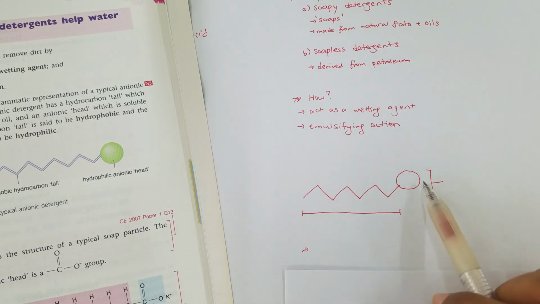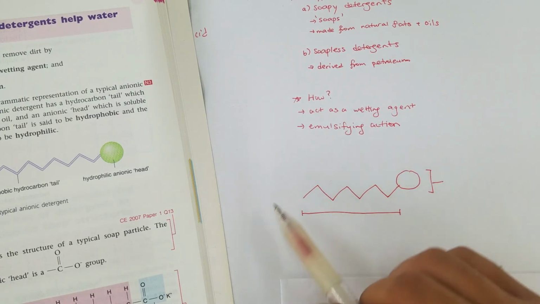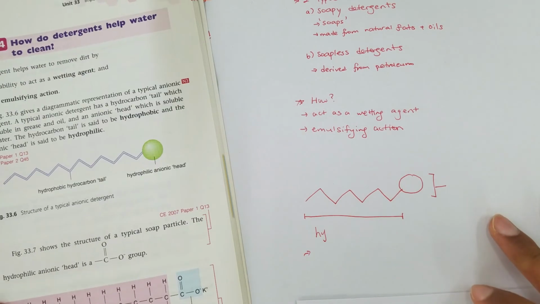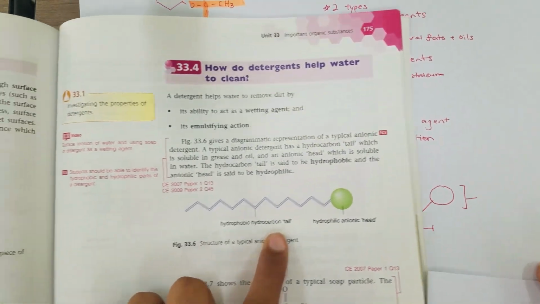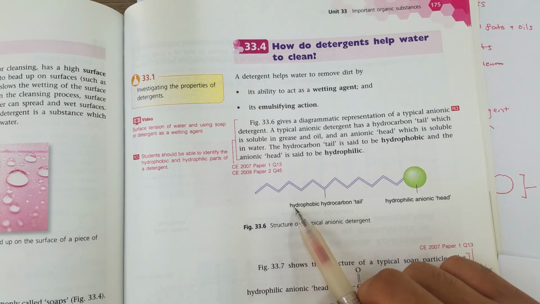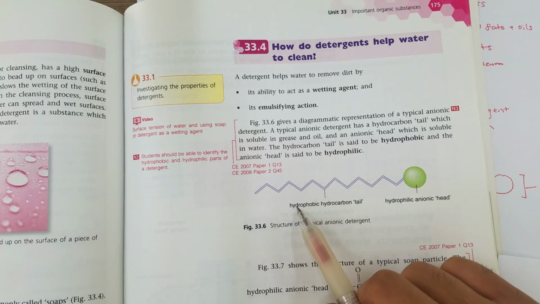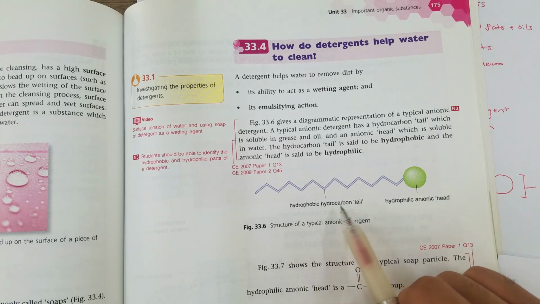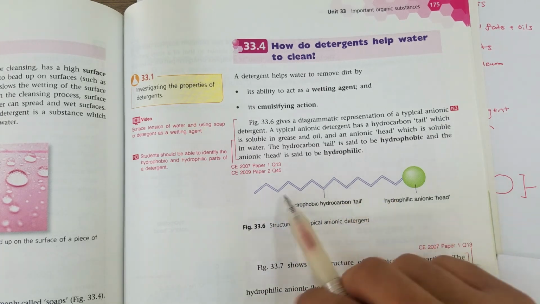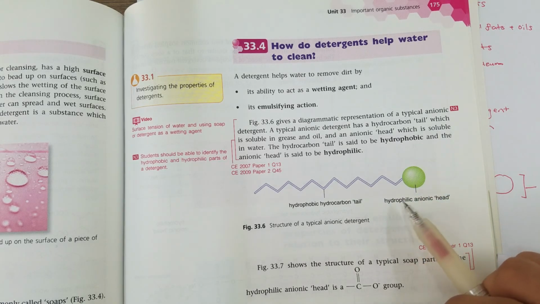A simplified drawing. We have two parts, the tail and the head. Now the tail is called the hydrophobic hydrocarbon tail. How do we memorize this? Hydro means water in this case, and phobic means hate, so hydrophobic is water hating. Hydrocarbon, because it's made of C and H only, and it's a tail. This part is the head. Hydro again, and philic means like, so the water-liking anionic head, because it's an ion.